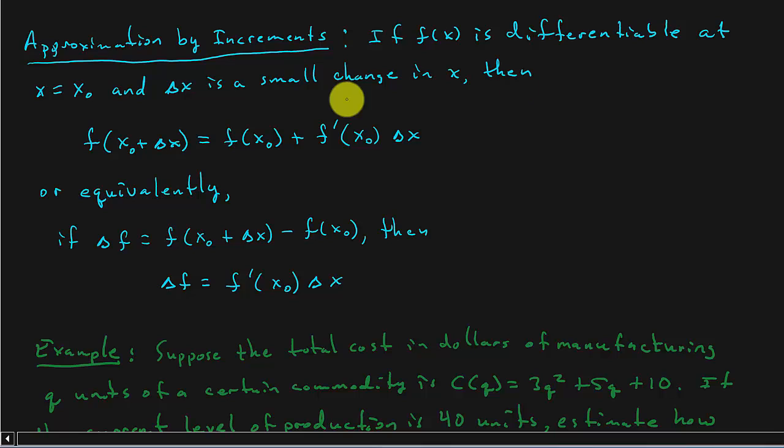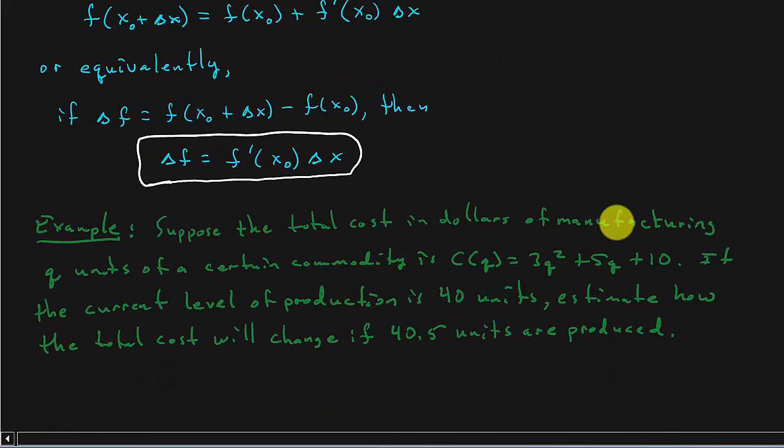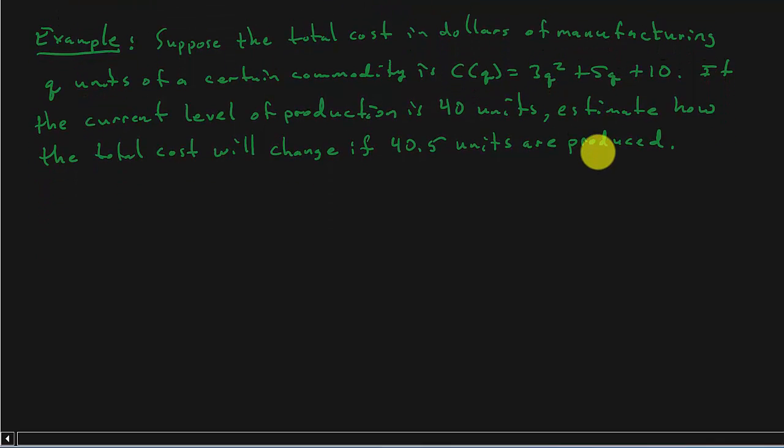If f of x is differentiable at x equal x naught and delta x is a small change in x, then f of x naught plus delta x is approximately f of x naught plus f prime of x naught times delta x. Or you could say if delta f is equal to f of x naught plus delta x minus f of x naught, then delta f is equal to f prime of x naught times delta x. So basically what we're doing is taking the derivative of the function and multiplying it by the increment, by how much we want to increase it. So let's look at an example.